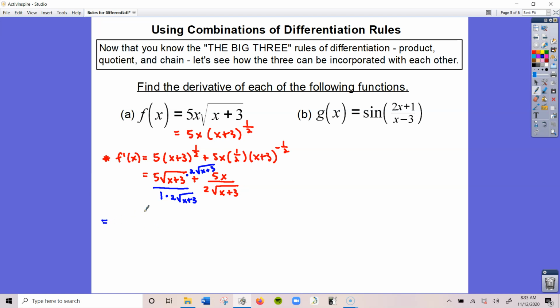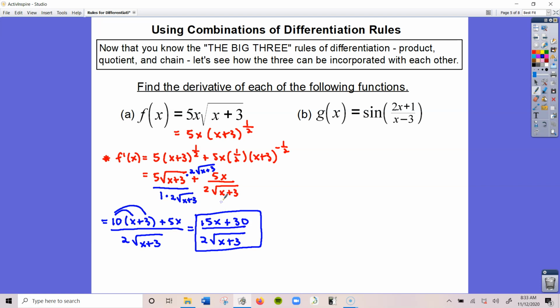And so I can rewrite this as 5 times 2, which is 10. Square root of x plus 3 times the square root of x plus 3 is just x plus 3. Then plus the 5x. And now that everything has the same denominator, we can put it all over 2 square root of x plus 3. I can distribute this 10, which will give me 10x plus 5x, so 15x, plus 10 times 3, which is 30, all over 2 square root x plus 3. And this would be a much nicer looking derivative than the previous.